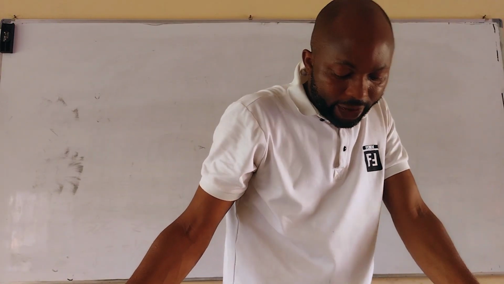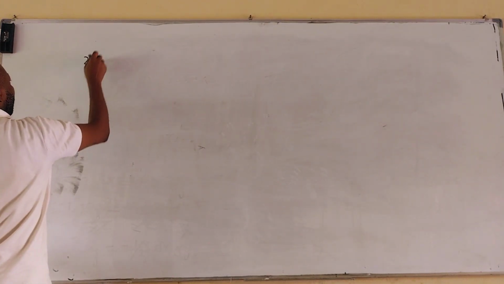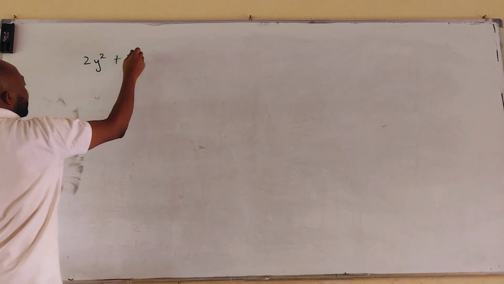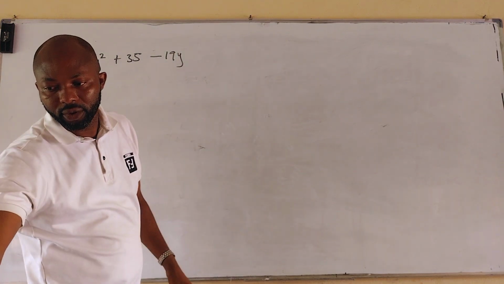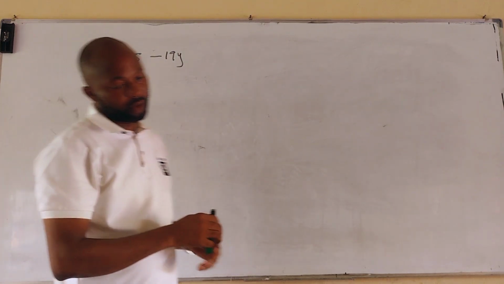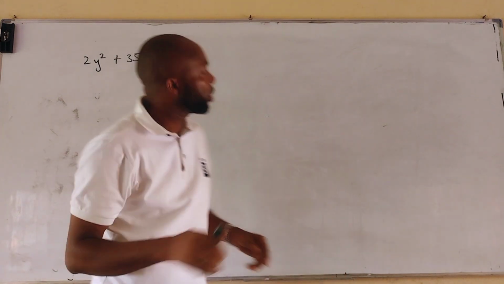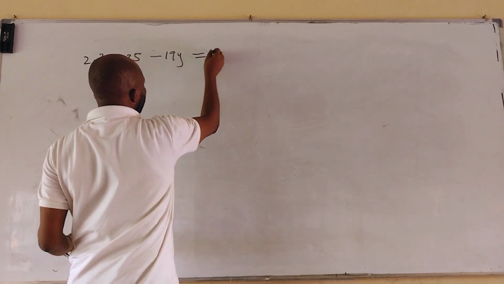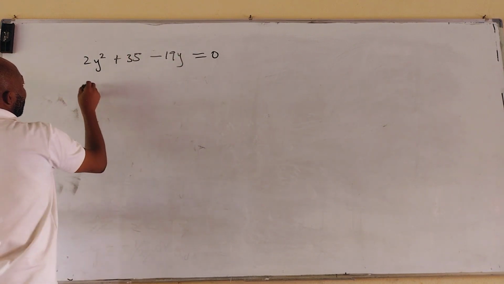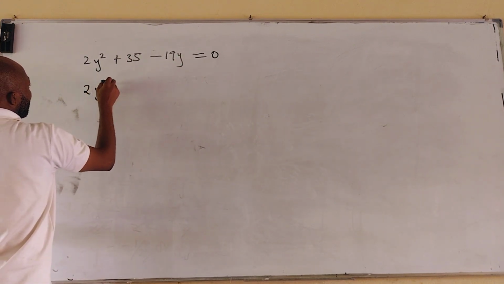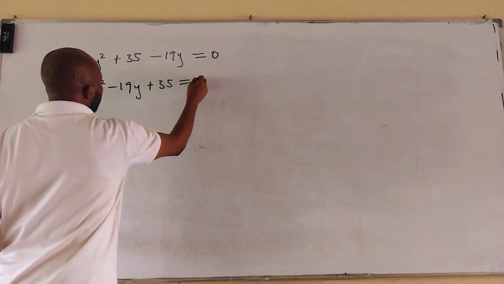2y squared plus 35 minus 19y is equal to 0. So we rearrange it because y has to be here. So I have 2y squared minus 19y plus 35 is equal to 0.